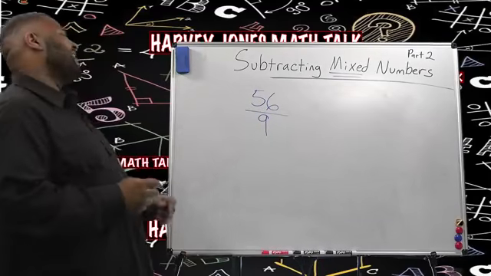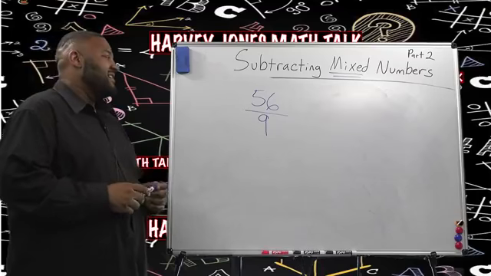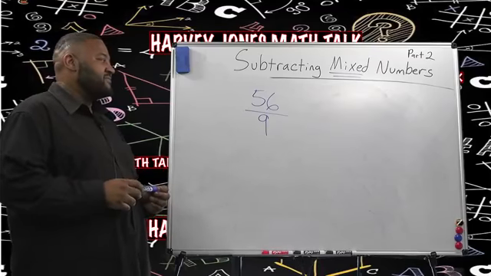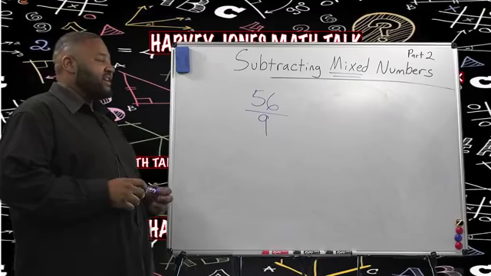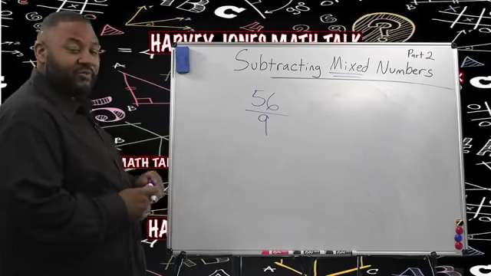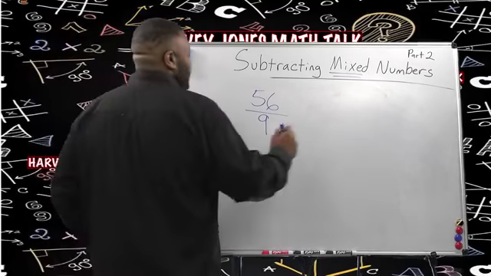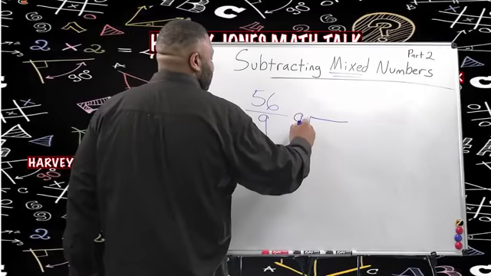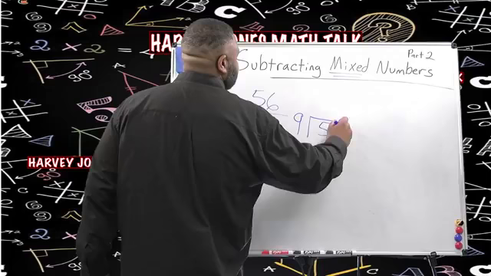All right, see what you can do with that. 56 ninths. What can you do with that one right there? I'm going to rewrite it. You're going to put it inside the division bar right here. 9 is on the outside, check. 56 is on the inside.